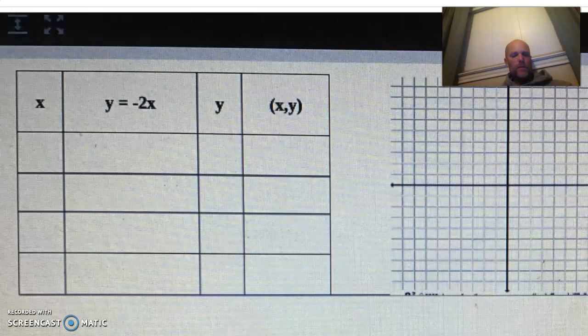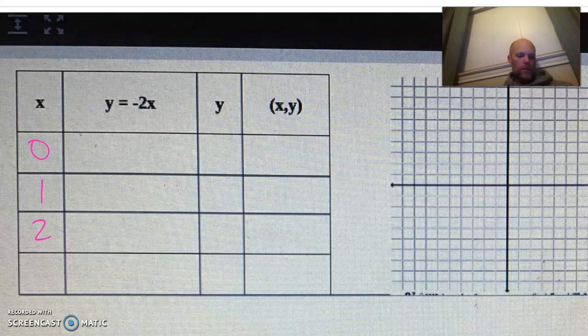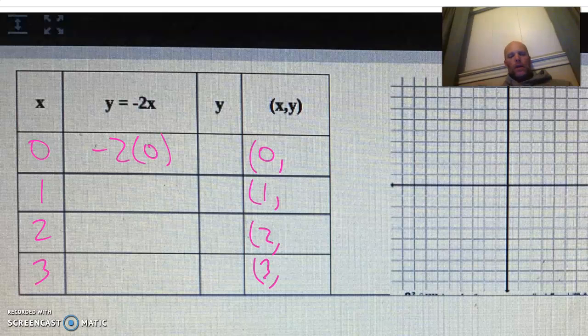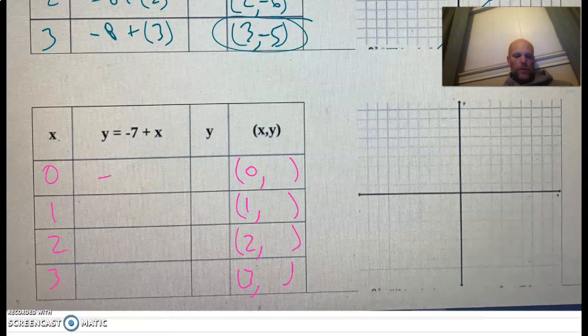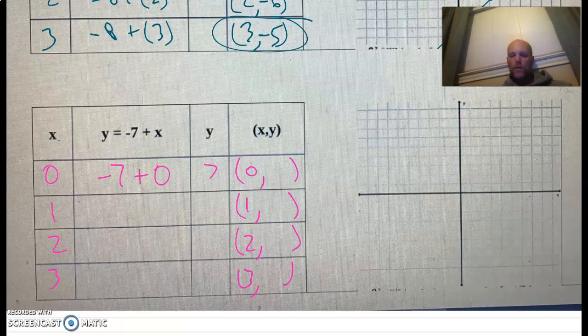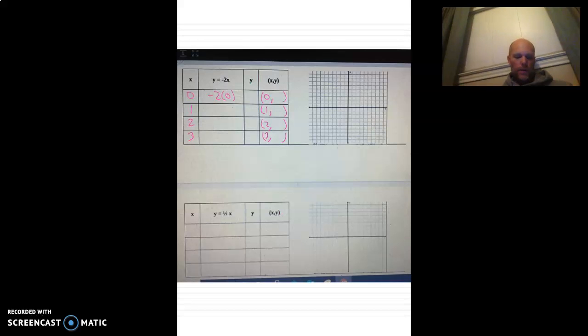This is an easy one. Just multiplying by -2. Again, I'd go 0, 1, 2, 3. Okay, same thing. X: 0, 1, 2, 3. And then just plug in. This one's -2 times 0. Okay, you should be catching on a little bit, I think. You want me to go back to that last one and write down real quick? This one, first one, will be -7 plus 0. Okay, so you just got to put that y there, what that equals.